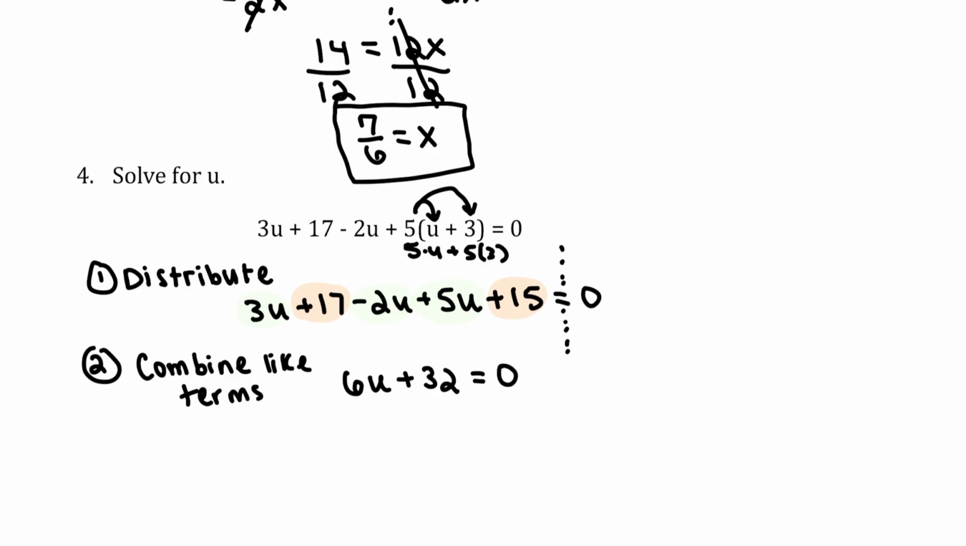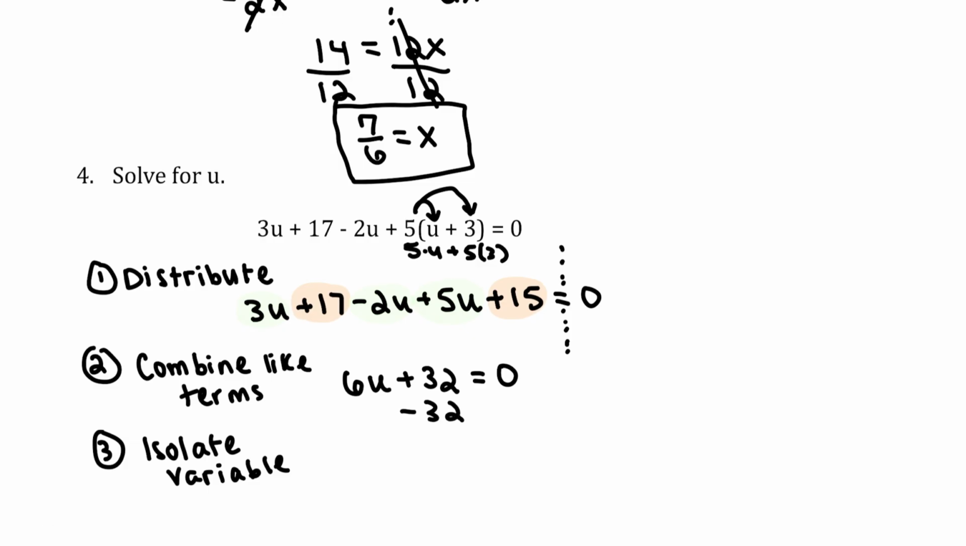And then finally, step 3 is where we isolate our variable. So we do this using inverse operations. Right now, 6u plus 32 equals 0. That u is not by itself. So let's do our steps.